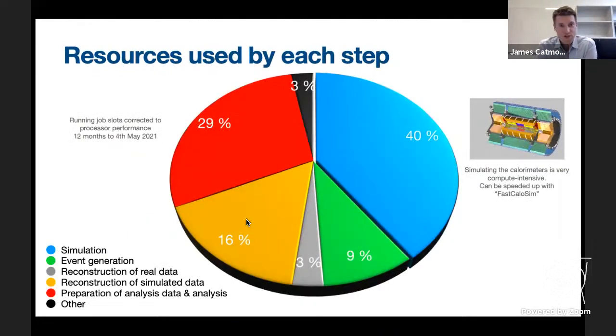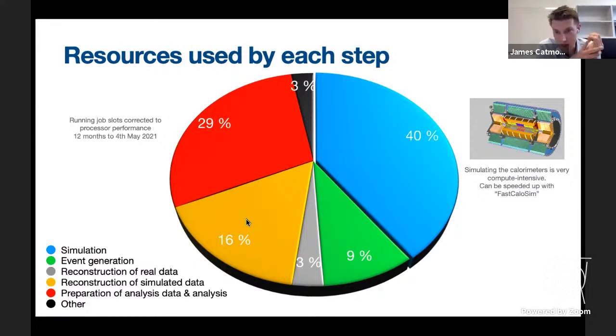So how much resources are used by each of these steps? You can see this from the pie chart that I'm showing here. What you'll see very obviously is that simulation is the part that dominates. This is what uses most of our computing power. And the reason for this is that simulating these things called calorimeters, this is the middle part of the detector, which measures the energy, is very compute intensive because there are lots of layers of material that have to be simulated in a very precise way.